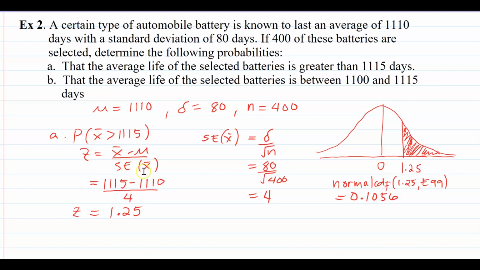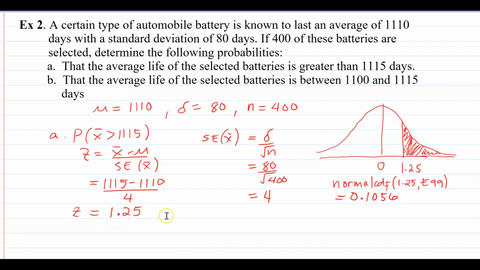Now, our standard error of x bar is equal to sigma over square root of n, and sigma, the standard deviation of the population, is equal to 80, and our n is 400. So 80 divided by square root of 400 will give us 4. So the standard error of x bar is equal to 4. And going back to z, we have z equals (x bar minus mu) divided by the standard error of x bar. By substituting the values, z is equal to (1,115 minus 1,110) divided by 4, and this gives us z equals 1.25.